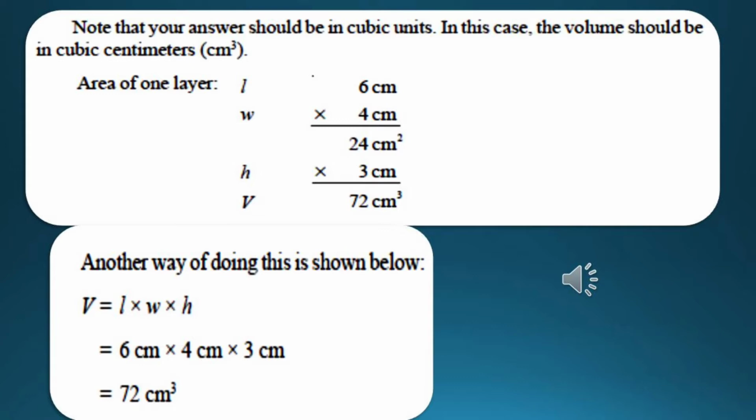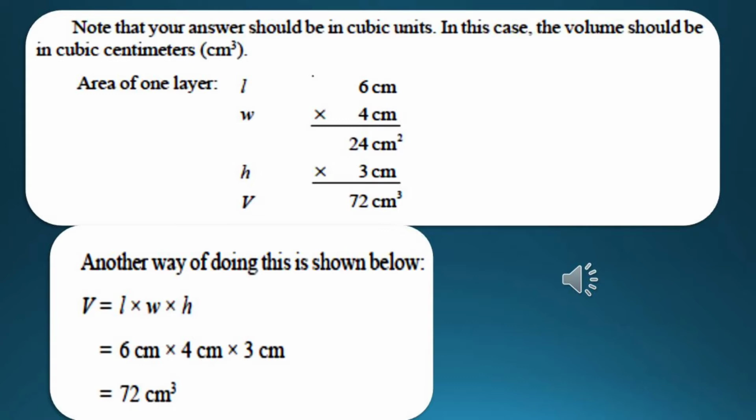For example, the area of one layer, length times width times height, is equal to the volume in cubic centimeters. That is 6 centimeters times 4 centimeters, that gives us 24 square centimeters, times 3 centimeters, that gives us a volume of 72 cubic centimeters.